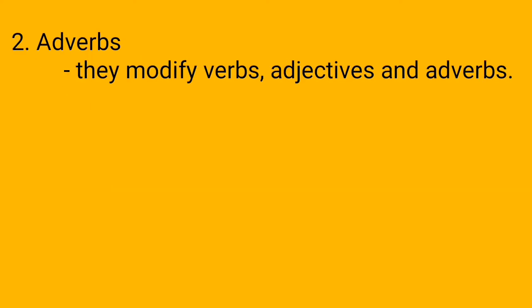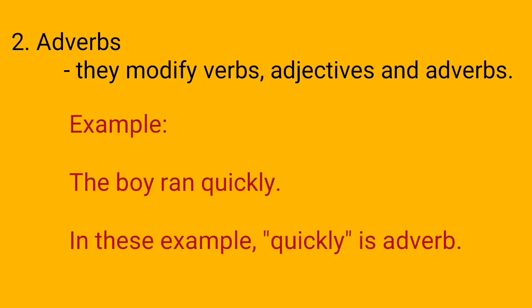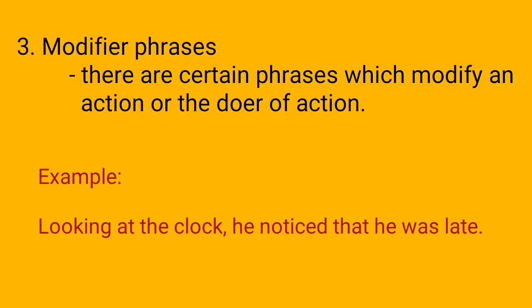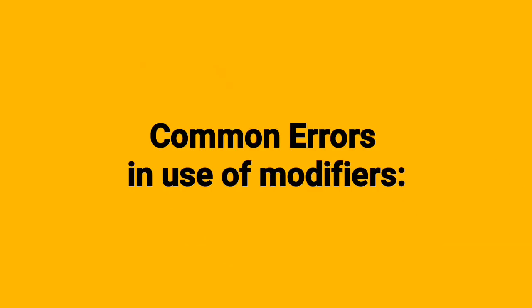The second is adverbs. They modify verbs, adjectives and adverbs. For example, the boy ran quickly. In this example, quickly is the adverb. The last is modifier phrases. There are certain phrases which modify an action or the doer of the action. For example, looking at the clock, he noticed that he was late.